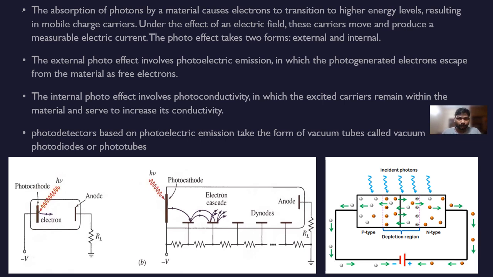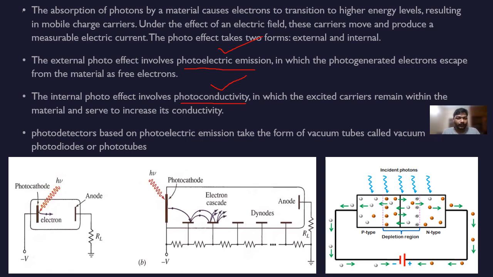Two terms are important here: photoelectric emission and photoconductivity. In external, there is photoelectric emission. In internal, there is photoconductivity, in which the excited carriers remain within the material and serve to increase its conductivity.